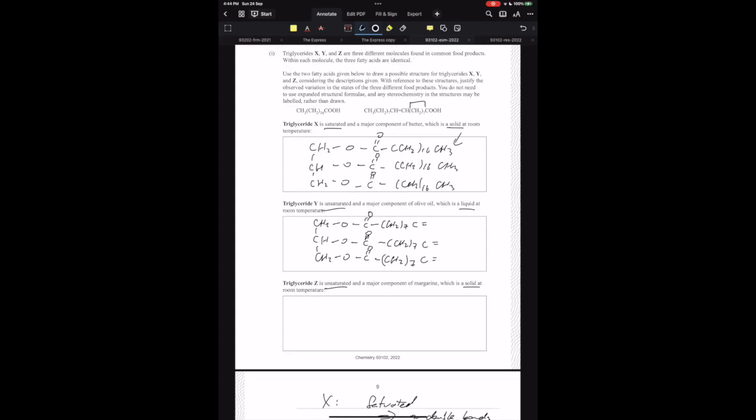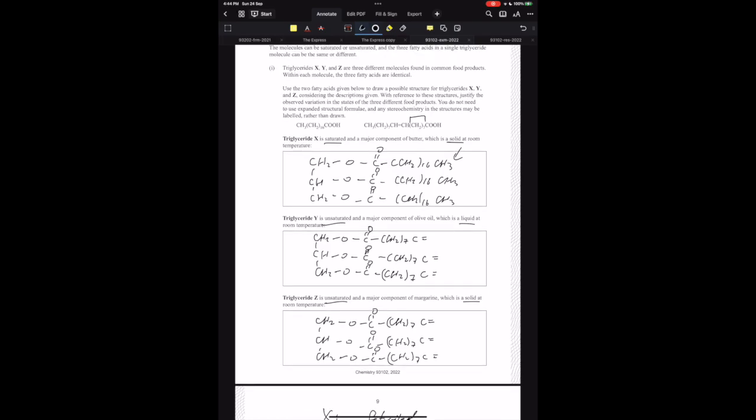And the same thing happens here. So CH2, CH, CH2, and then O, O, O, C double bond O, C double bond O, C double bond O, CH2 7 times, with the double bonds following in each chain.